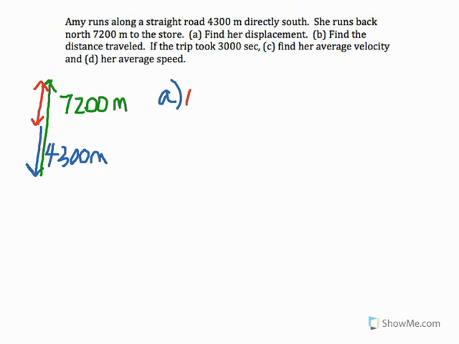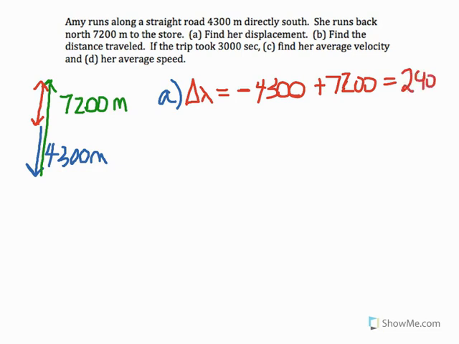So for the displacement, which we're going to use the symbol delta x to represent, I'm going to make this negative 4,300 because I'm going to make anything pointing down negative, which means that the 7,200, since it's up, is going to be positive. And that means she ends up 2,900 meters north. All right, so we've got everything.